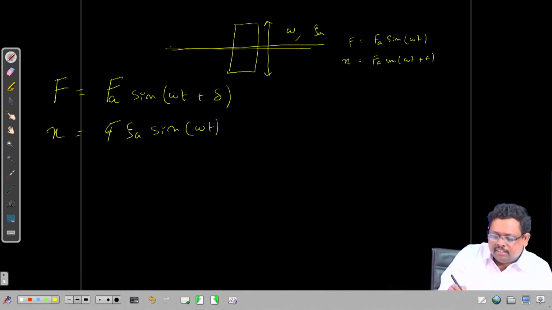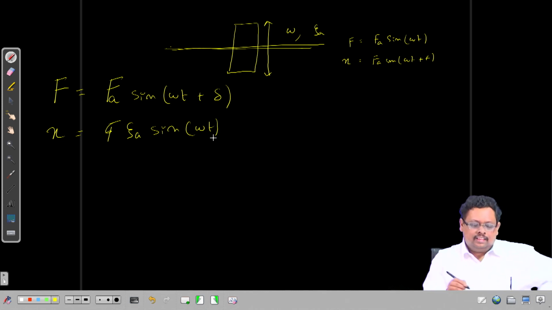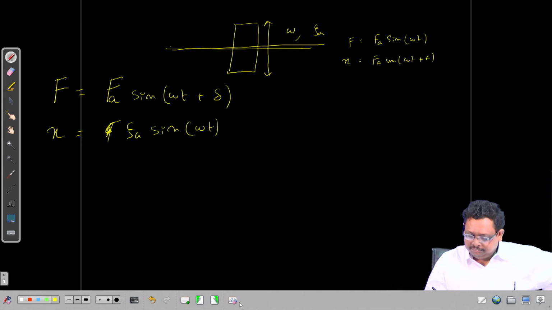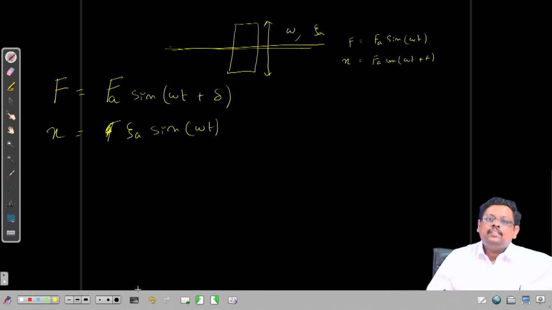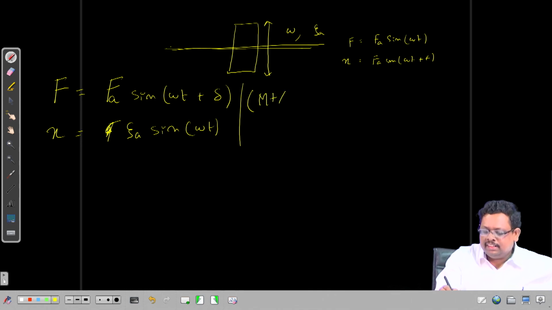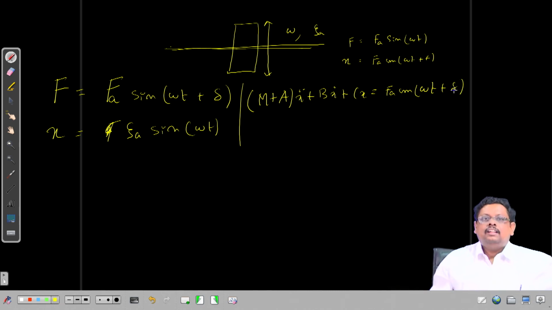sin omega t. Now, what I am going to do is substitute this into the equation of motion. When I do that, let us see what I am going to get. Remember, every time you need to remember this equation: (m plus a) x double dot plus b x dot plus c x equal to, in this case, f_a sin(omega t plus delta). I am going to do it for a real number. So, I just substitute over here.